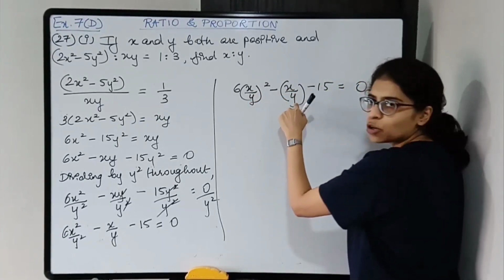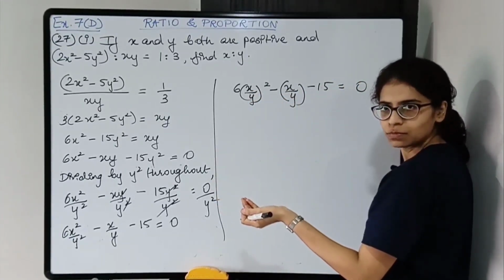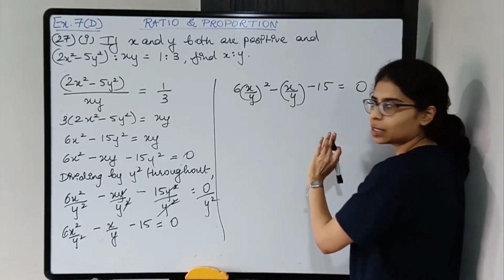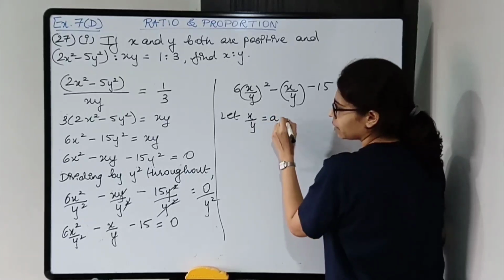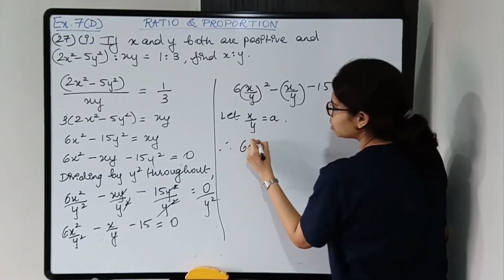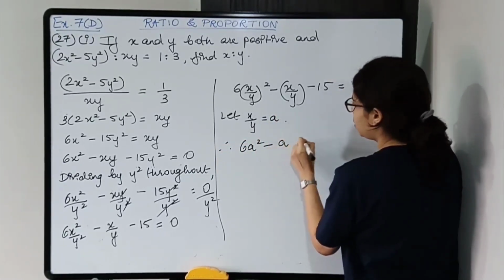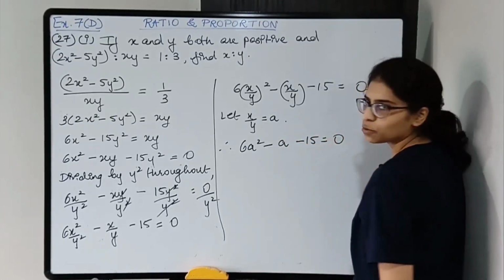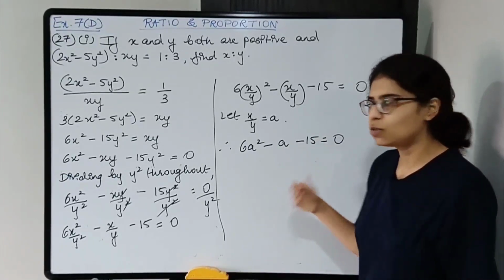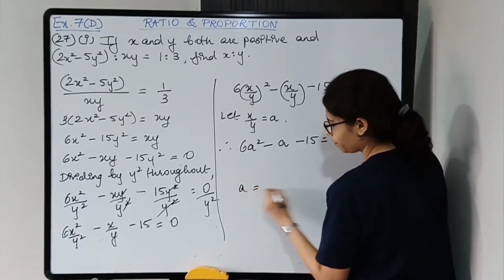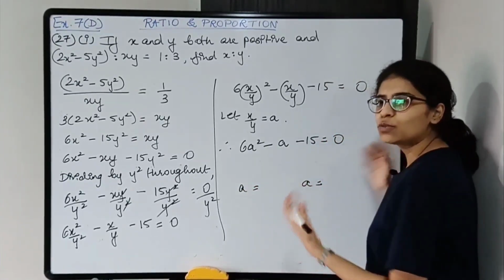Now I'll take x upon y as some other variable. Okay, so let me take it as a. Let x upon y be equal to a. So therefore 6a square minus a minus 15 is equal to 0. Now this is a proper quadratic equation. Solve it. Okay, you will get two values for a. The negative one you will ignore.